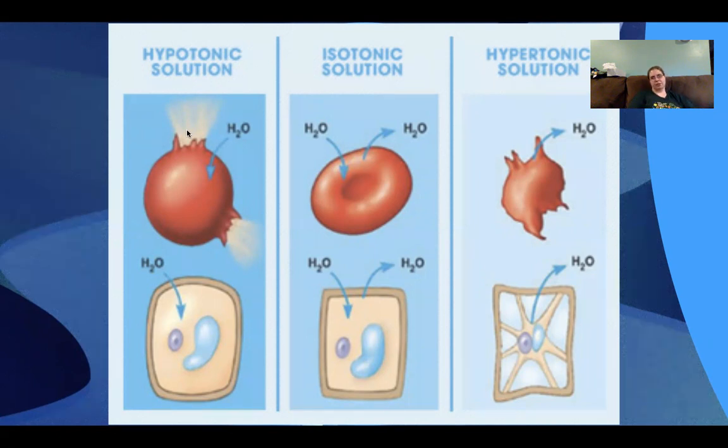Let's see. A student a couple years ago gave me a good way to remember that. Hypo sounds like hippo. Hippos are fat. Hypotonic solutions cause the cell to get fat.